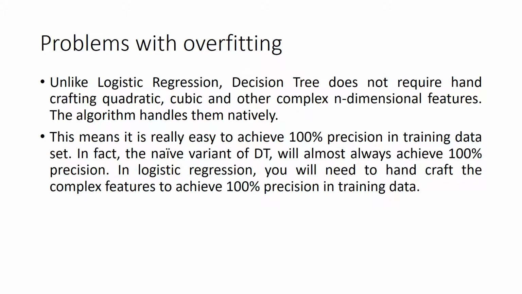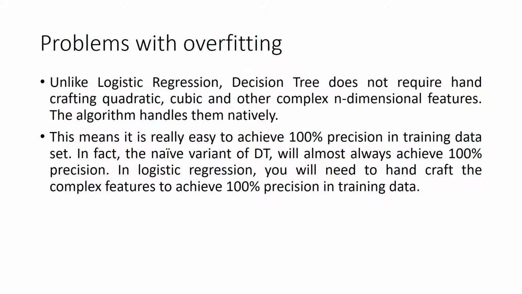There could be two different people who have the same age, same work experience, same everything. One of them was worthy of receiving credit and the other one wasn't, and probably that means there was some other factor, which is not expressed as a feature in our given problem, that affected their creditworthiness. So barring that case, you will be able to achieve 100% precision in the training data set in the naive variant of decision trees.